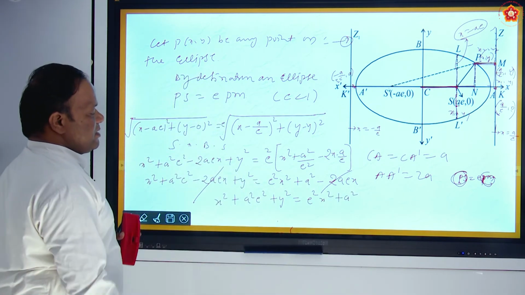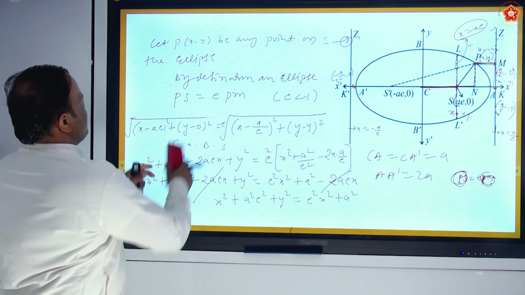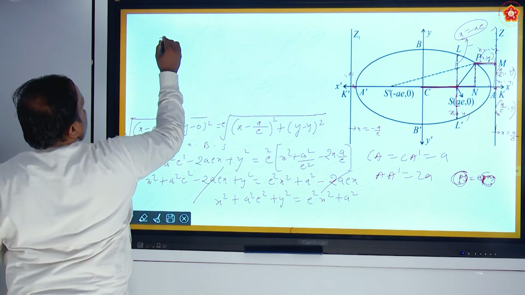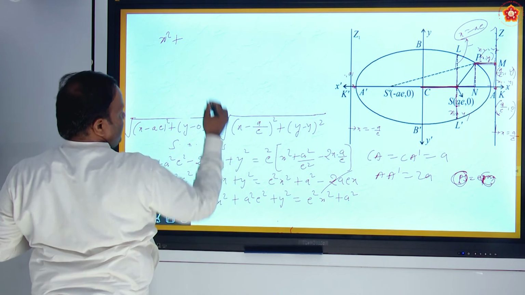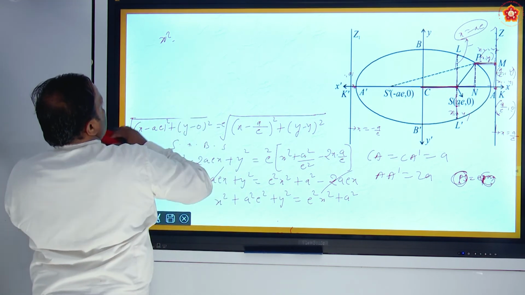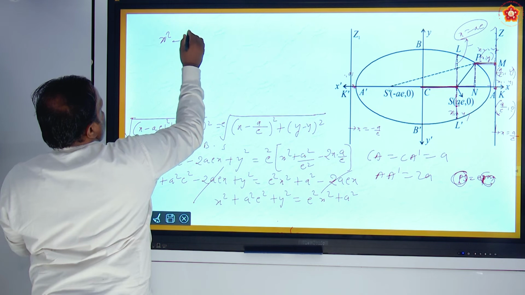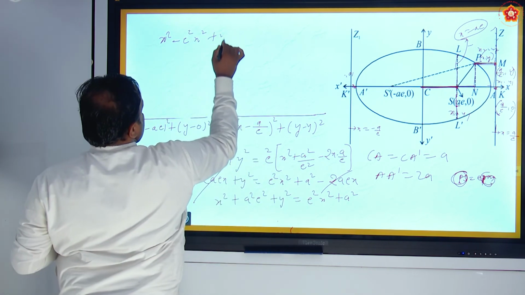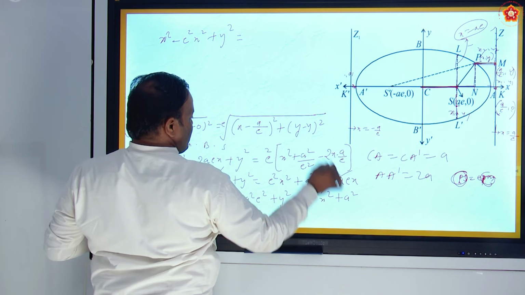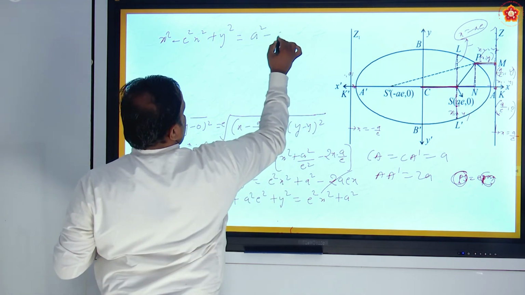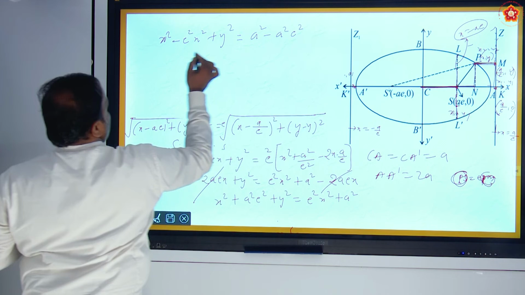Just adjust the terms and simplify to find the answer. Now take the x square terms to this side: x square minus e square x square, and keep y square as it is. Take a square e square to the right-hand side, minus a square e square, with a square as it is. What is the common factor here?